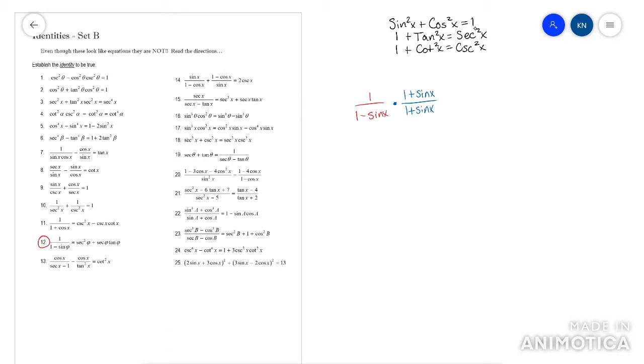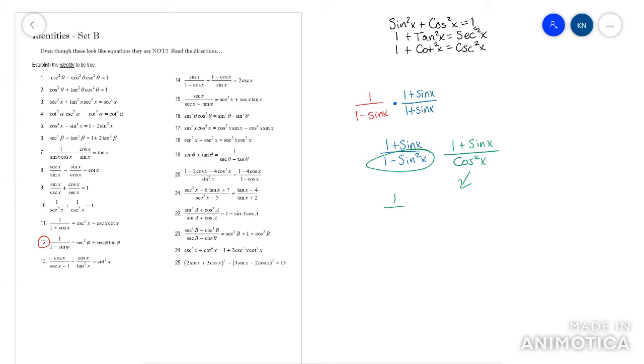So on top, it's just 1 plus sine. On bottom, it's a difference of squares, so that's going to be 1 minus sine squared. The reason you do this is because now you can change the bottom using the first equation here. You can call this cosine squared. So really I have 1 plus sine over cosine squared. And so now you break apart this fraction.